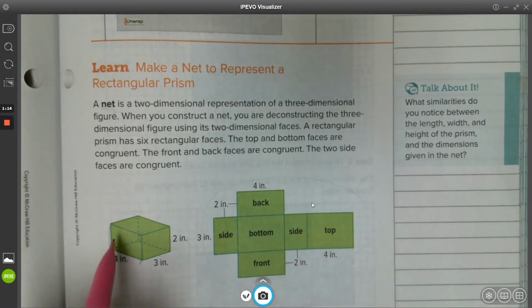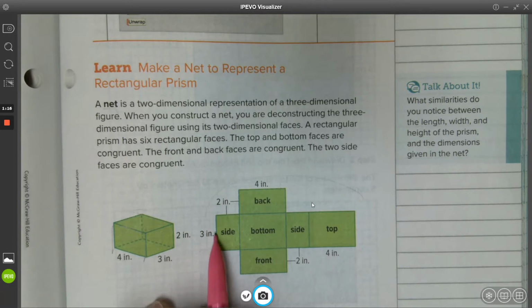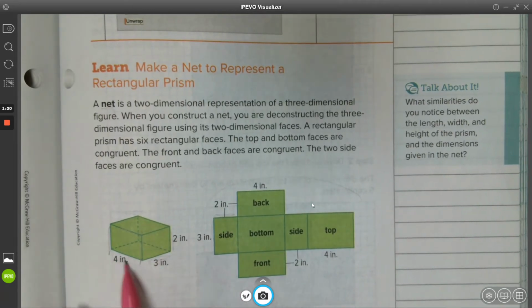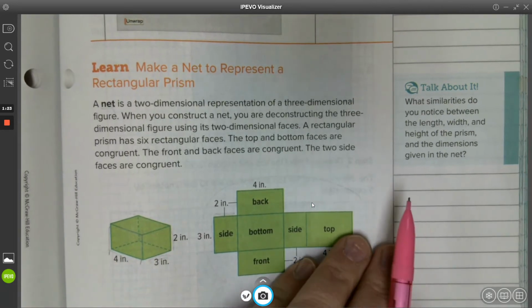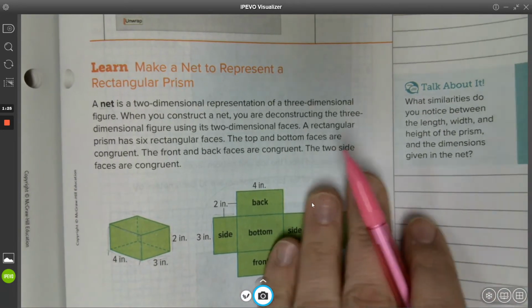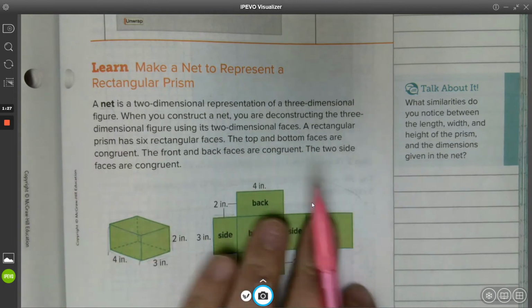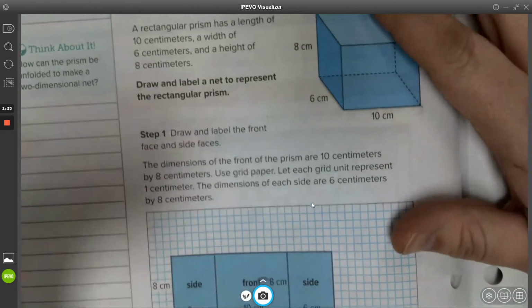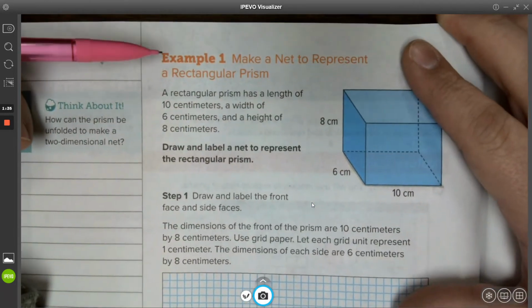The dimensions are still the same, right? This length is still 3 inches. This height is still 2 inches. And this length is still 4. All of those are still the same. They're just laid out flat, and now we can find the area of each of the pieces. The surface area is then added all together. So let's take a look at example 1.